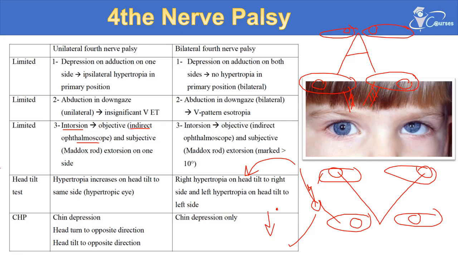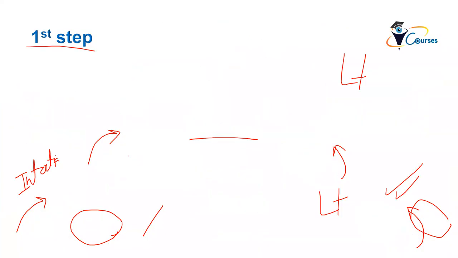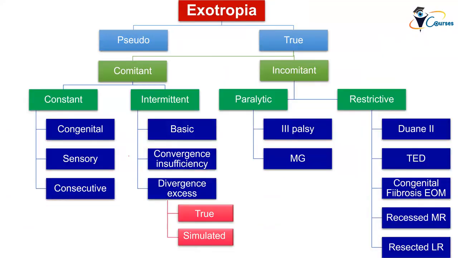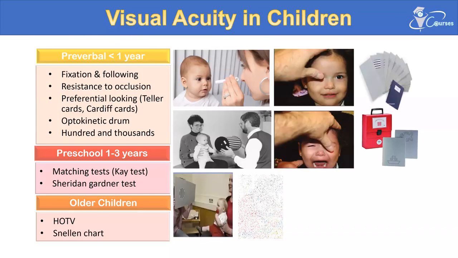Or we can do this by a subjective method, which is the Maddox rod. The Maddox rod also shows excyclotorsion. So how can we do this? Remember when we checked the Maddox rod? Let me show you the Maddox rod that we mentioned last time. Here is the Maddox rod.